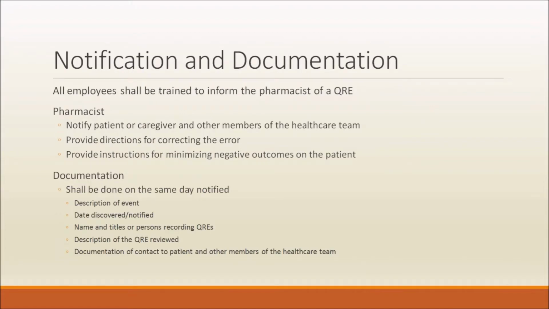With regards to notification and documentation, all employees shall be trained to inform the pharmacist of a quality-related event. The pharmacist must notify the patient or caregiver and other members of the healthcare team. The pharmacist also needs to provide direction for correcting the error. Additionally, the pharmacist should provide instructions for minimizing negative outcomes on the patient.